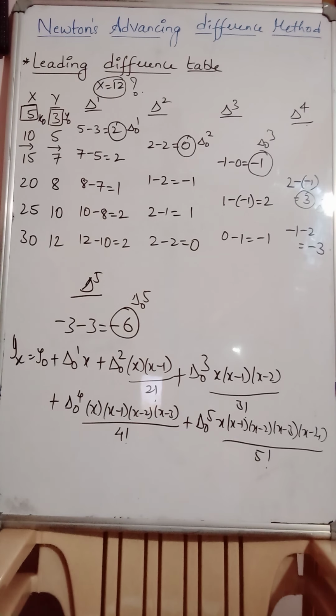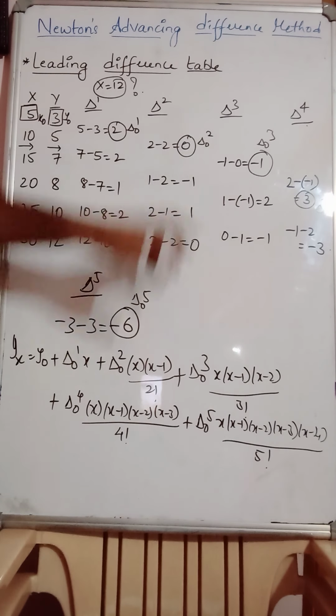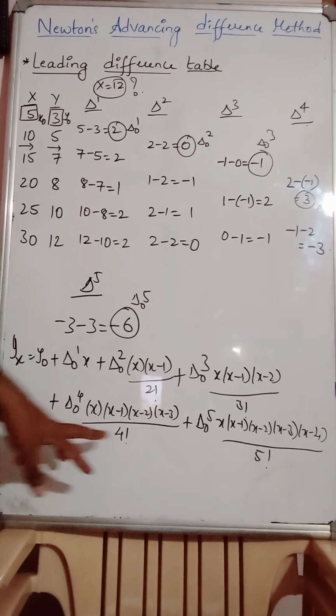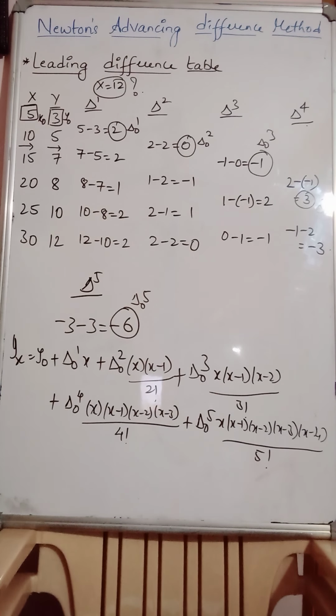Now what is the value of y naught? 3. Delta naught 1, 2. Delta naught 2, 0. Delta naught 3, minus 1. Delta naught 4, 3. And delta naught 5, minus 6.